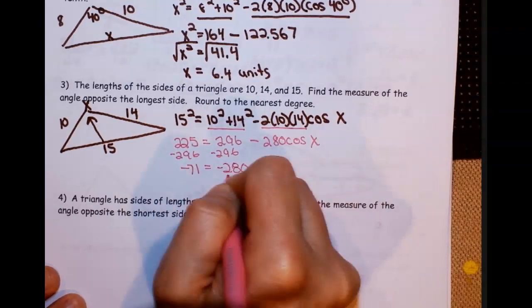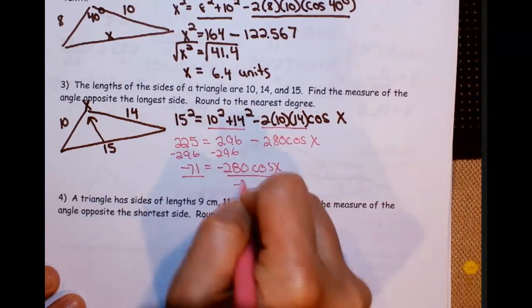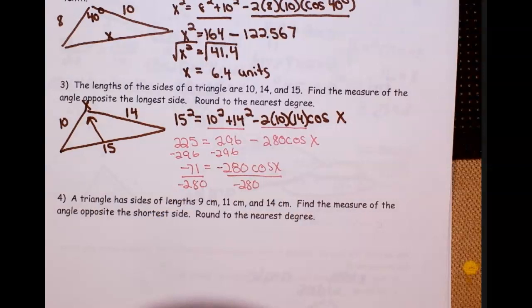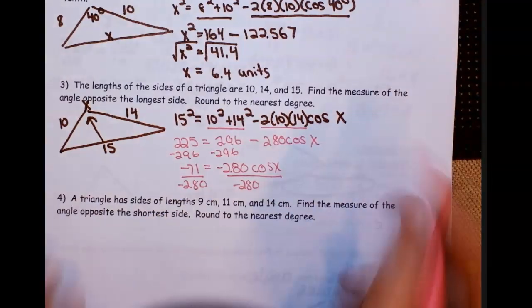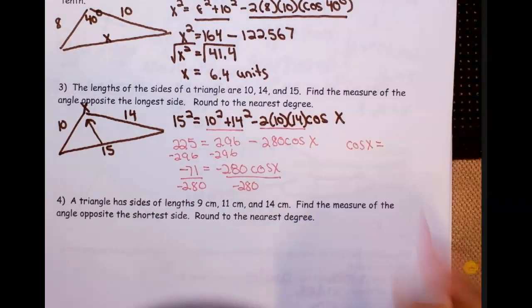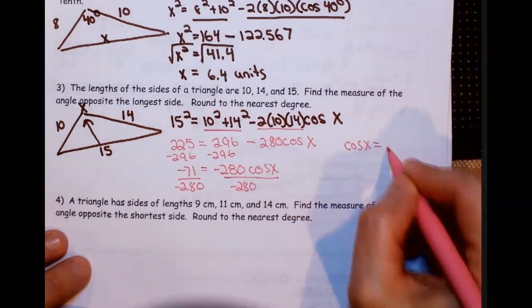We need to get the cosine of x by itself. So we're going to divide by negative 280. I come up with the decimal. I'm going to put that over here. We've got cosine x equals 0.253.